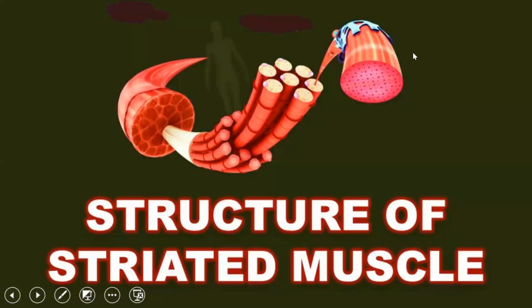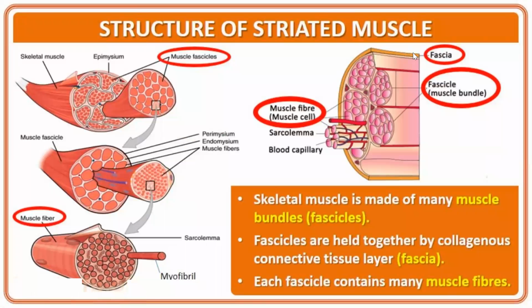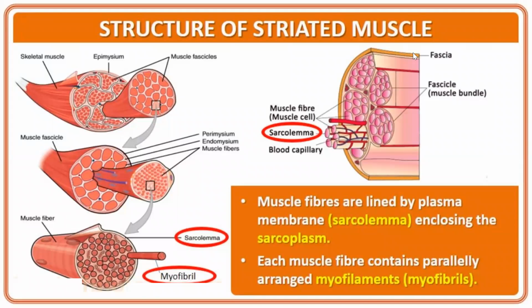Let's start. In this video, we will discuss the structure of striated muscle. Skeletal muscle is made up of many muscle bundles which are known as fascicles. Fascicles are held together by a collagenous connective tissue layer which is known as fascia, and each fascicle contains many muscle fibers. Muscle fibers are lined by the plasma membrane, and that is known as sarcolemma, which encloses sarcoplasm.